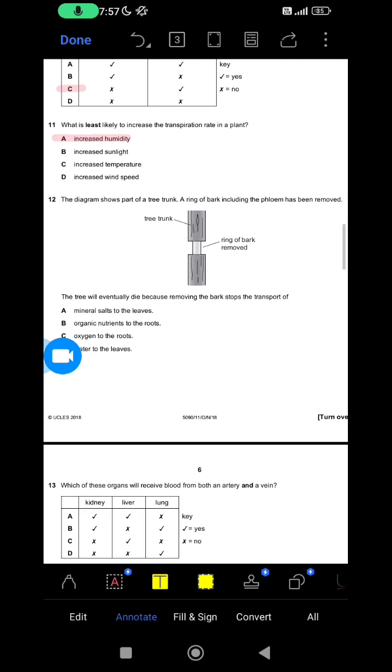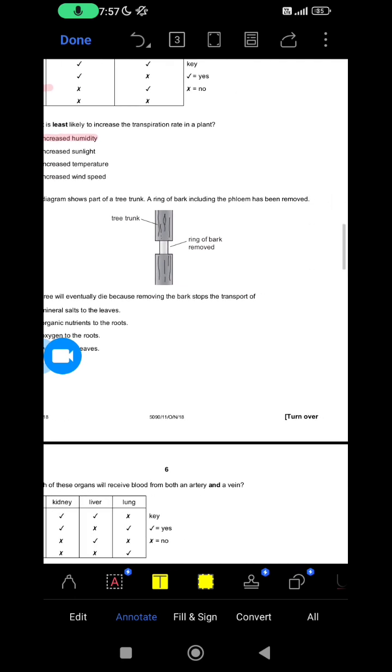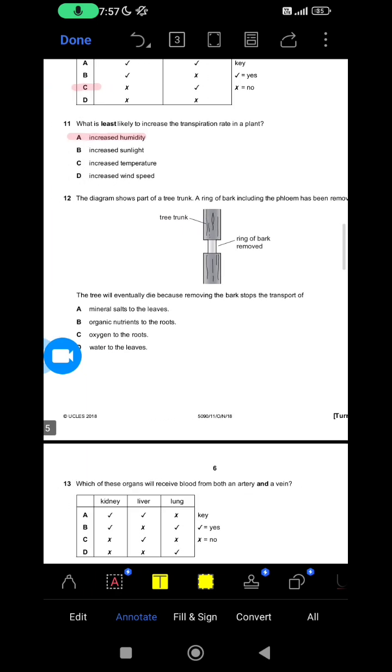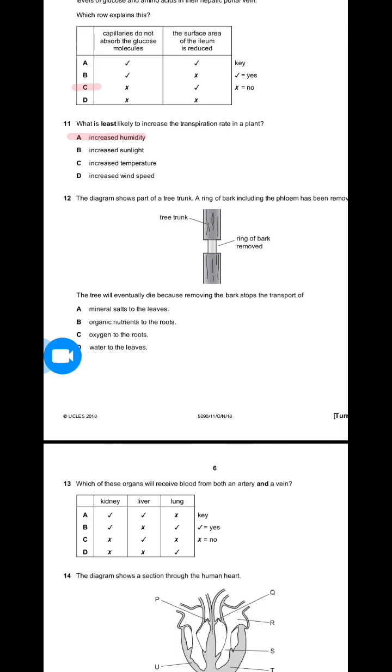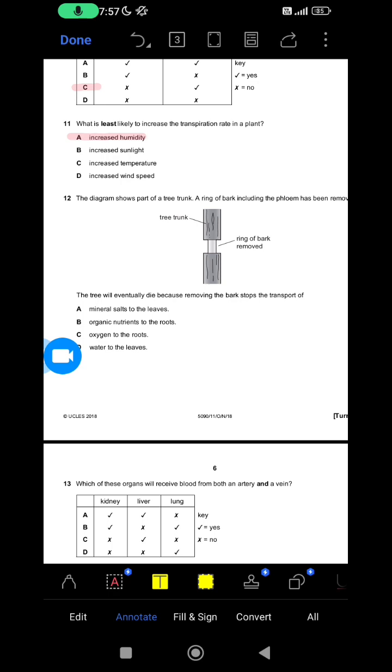Question 12. The diagram shows part of a tree trunk. A ring of bark including the phloem has been removed. So we can see from the tree trunk they have removed a bark which contained the phloem. The tree will eventually die because removing the bark stops the transport of... Now, as the phloem is removed, the transport of prepared food materials is also stopped.